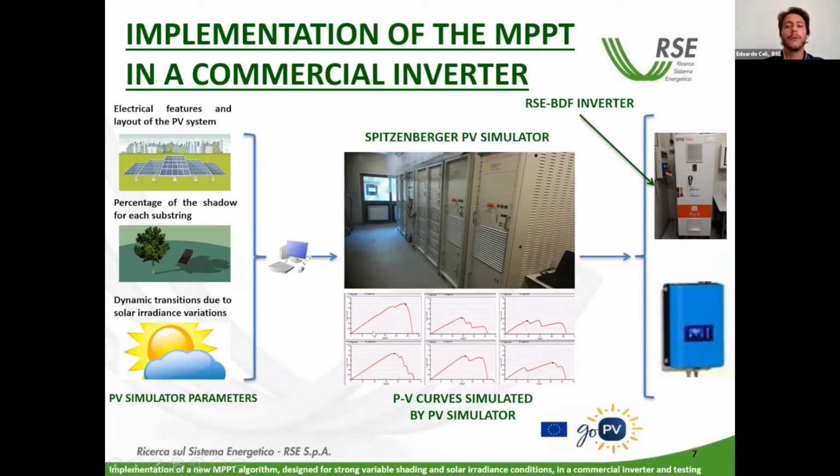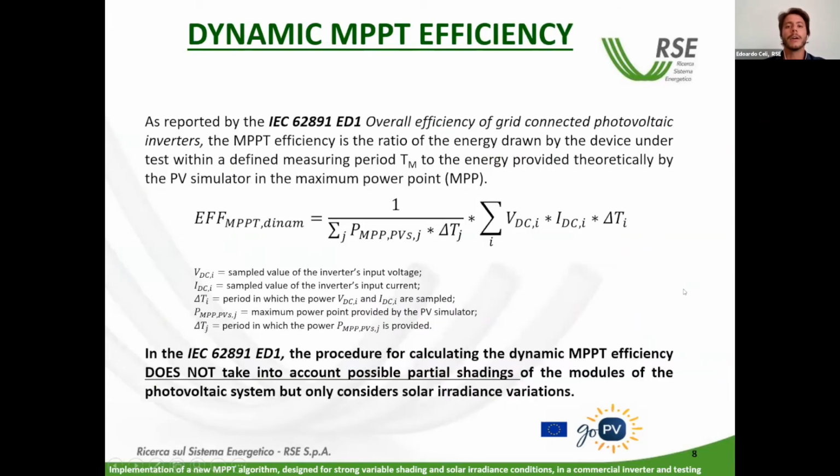So we performed several tests, comparison tests about the energy performance on the DC side of the RSE BDF inverter and other commercial inverters we have. The comparison parameter we use is the dynamic MPPT efficiency, defined by the standard IEC 62891 as the ratio of the energy drawn by the device under test to the energy provided theoretically by the PV simulator in the maximum power point.